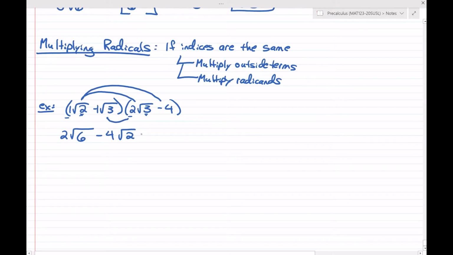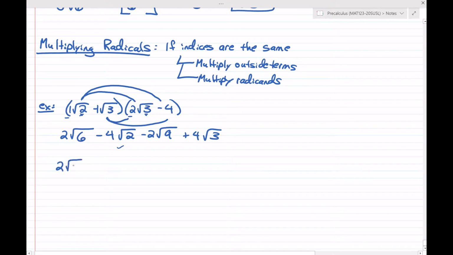Negative 1 times 2 is negative 2. Square root of 3 times square root of 3 is 9. And then negative 1 root 3 times negative 4 is positive 4 root 3. So let's clean this up. What do we have here? 2 root 6, there's nothing to simplify. 6 is just 2 and 3, there's no groups. Nothing. Square root of 9 is really 3, right?